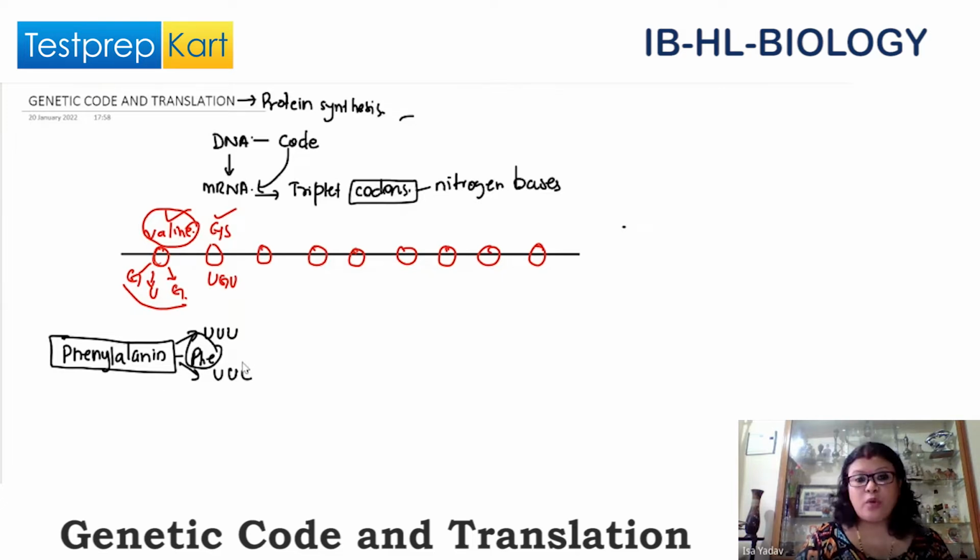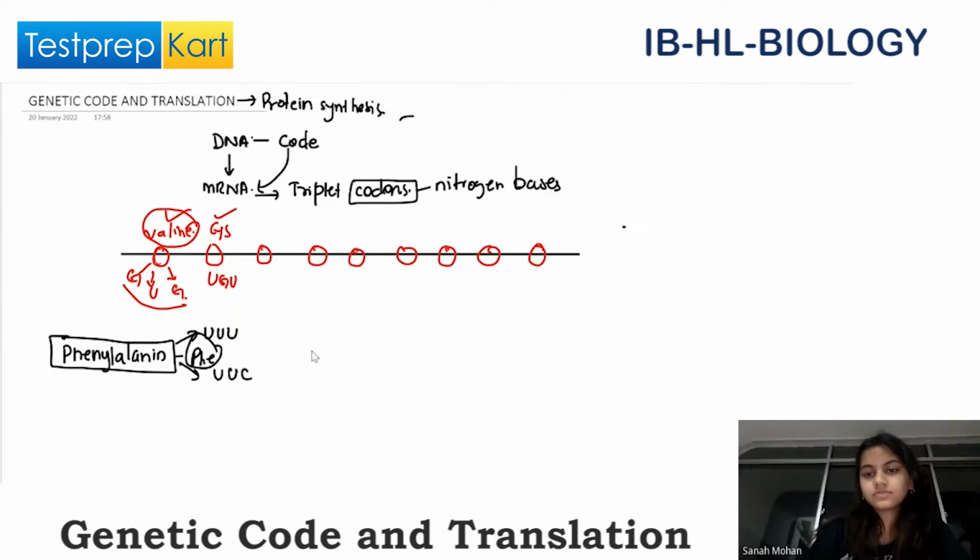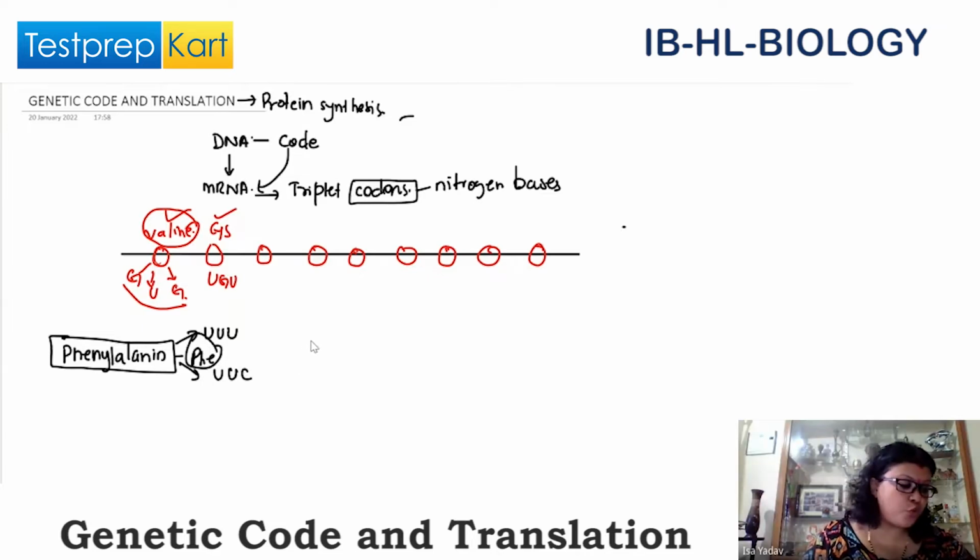Phenylalanine is one amino acid, but it is coded by how many triplet codons? One or two? Two. It is coded by two, like leucine.